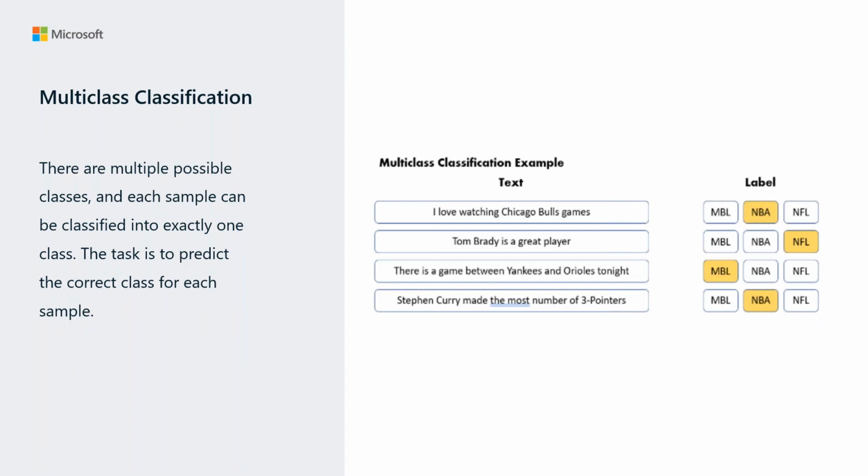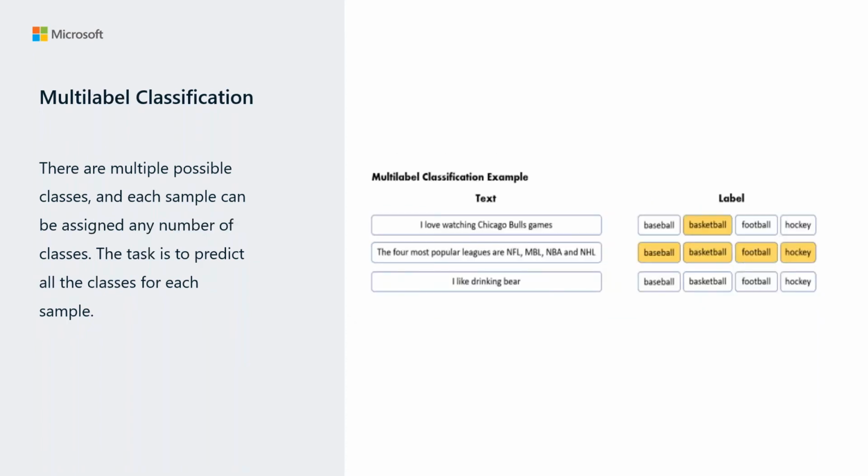So this is more of a one-to-one prediction. To differentiate, we also support multi-label classification. In this case, there can be multiple possible classes, and each sample can be assigned any number of classes. There can be no label, one label, or multiple labels. Our task is to predict all the correct classes for each sample. In this example, you can classify a sample with only one label or multiple labels, and even with no label for a specific text sample.